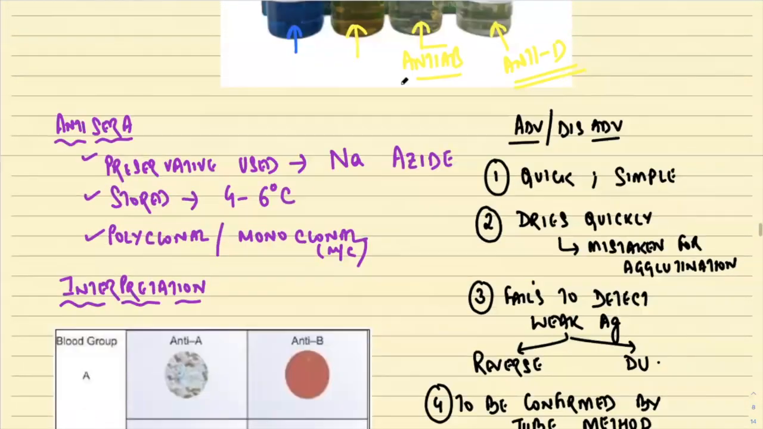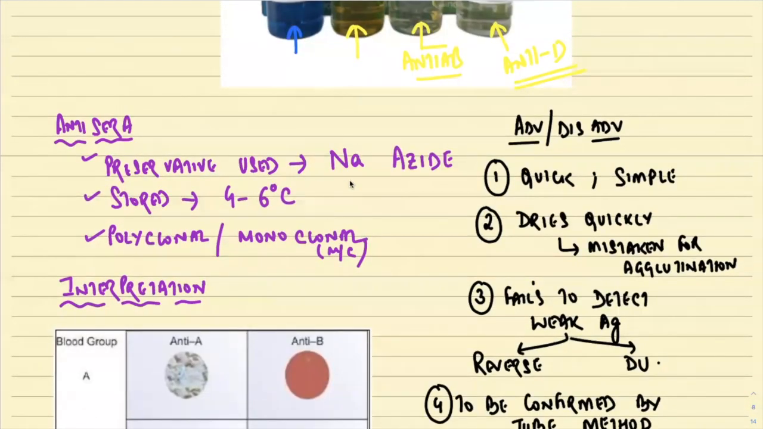Okay, now very important, the preservative that we are using over here is sodium azide. And these reagents, I'm talking about these reagents, they should be stored in the lower compartment of the fridge, and the temperature should be maintained between 4 to 6 degrees Celsius. Okay, remember they can be produced polyclonally or they might be monoclonally produced. More commonly, we use the monoclonal variety.